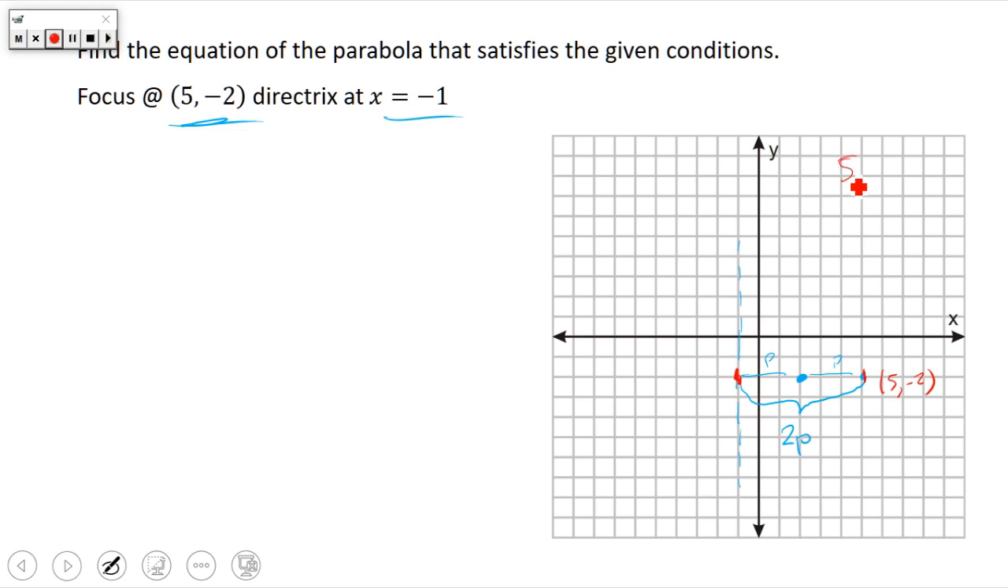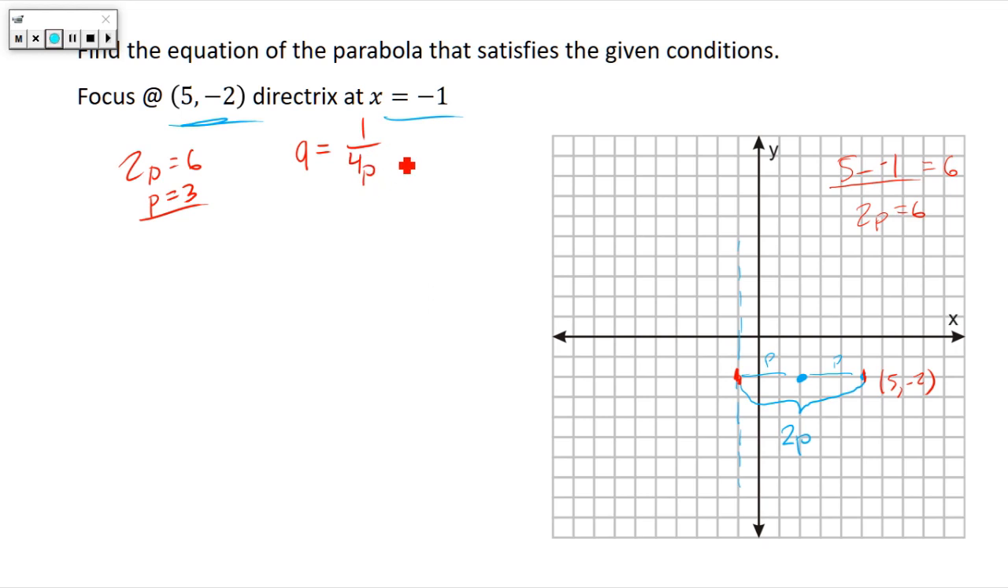Well, the difference between 5 and -1 is 6. So that means 2p is equal to 6. I'm going to write that over here. 2p = 6, so p is 3. Now that's almost everything we need. To write the equation of this in vertex form, we know that a is 1/(4p). So that means that a is 1/(4·3). So a is 1/12.